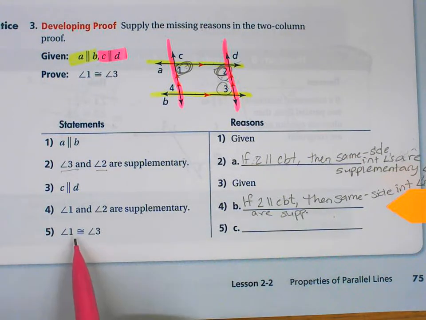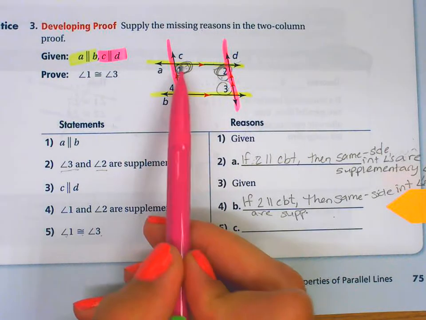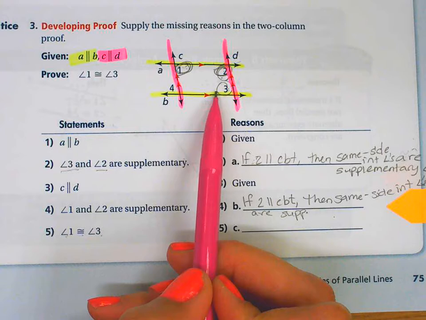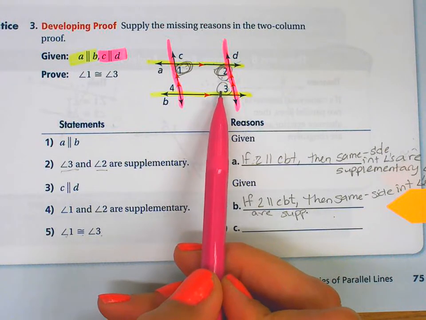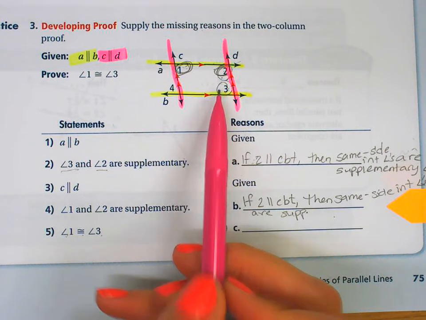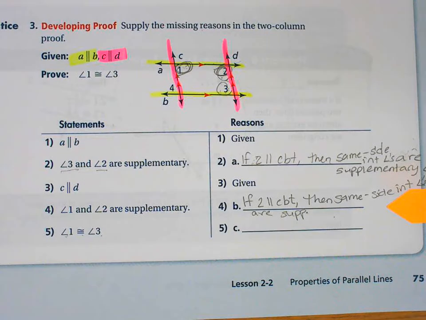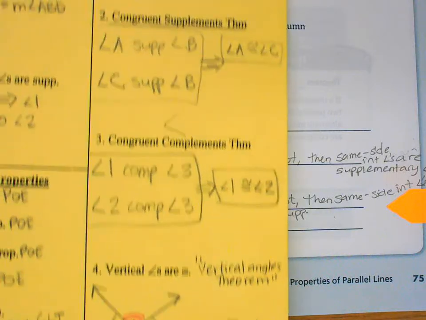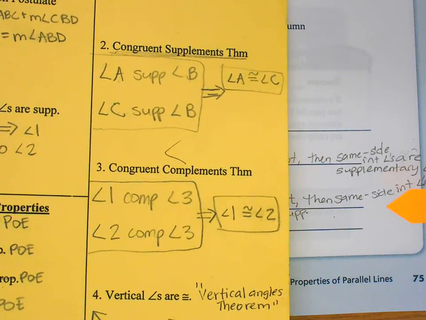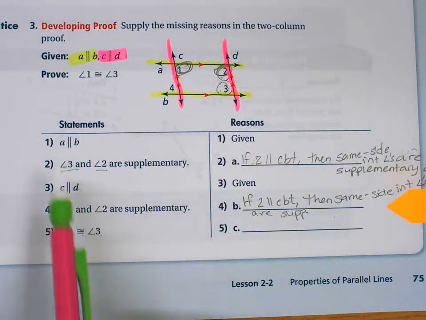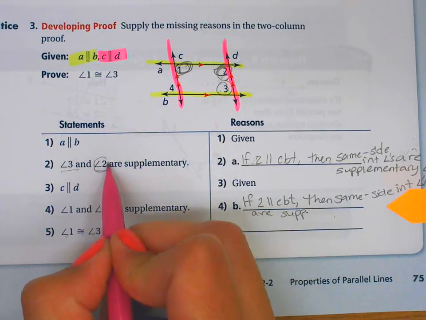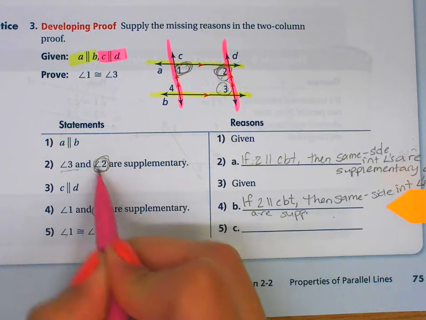So if we're going that angle 1 is congruent to angle 3, they're not like alternate interior angles or vertical angles. They're kind of like nothing. There's not a name for that. So what I would look at is on our list, we have the congruent supplements theorem and the congruent complements theorem. So looking at this, it says that 3 and 2 are supplementary and 1 and 2 are supplementary. Notice how they are both supplementary to 2.